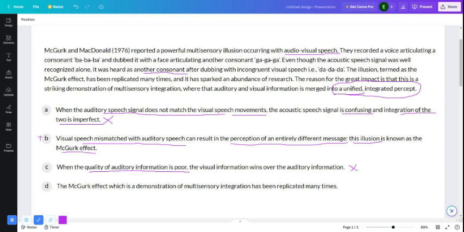The McGurk effect, which is a demonstration of multisensory integration, has been replicated many times. Now see, this and this are the two close options, but how can we eliminate one? You see, demonstration of multisensory integration is present here and has been replicated many times is present here.